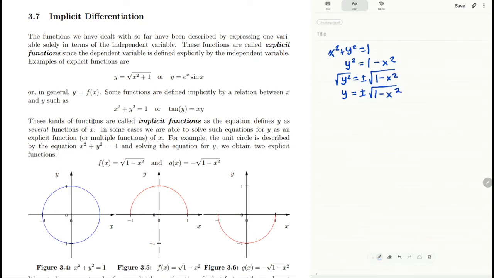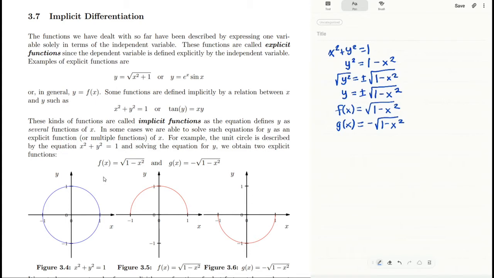So what we have are two functions. We can call f of x the root of 1 minus x squared, and g of x is the negative of the root of 1 minus x squared. And so the unit circle can be described by two explicit functions, and these explicit functions correspond to either the upper or lower semicircle of the unit circle.